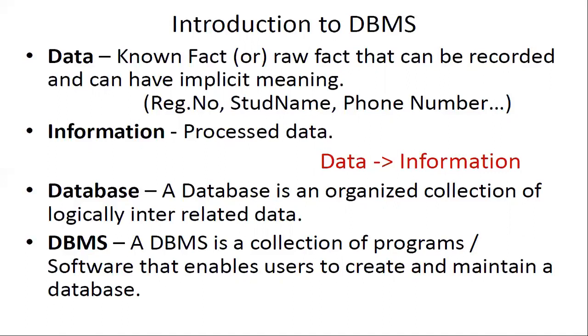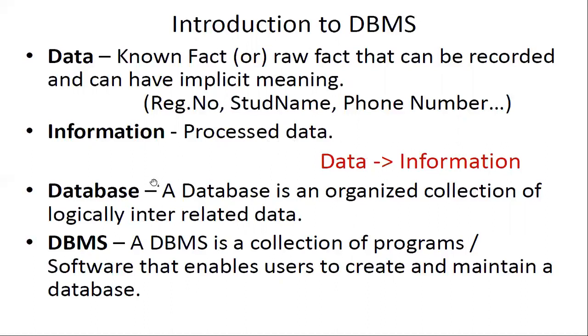And how can you convert it to information? Generally we say that when you process your data, that becomes information. There is a slight difference between data and information. Data is a raw fact, so it only has the exact meaning of your data. For example, registration number 001 is the data. If you process that particular value with some SQL query and get some result, that becomes your information. So data is converted into information when you process your data.